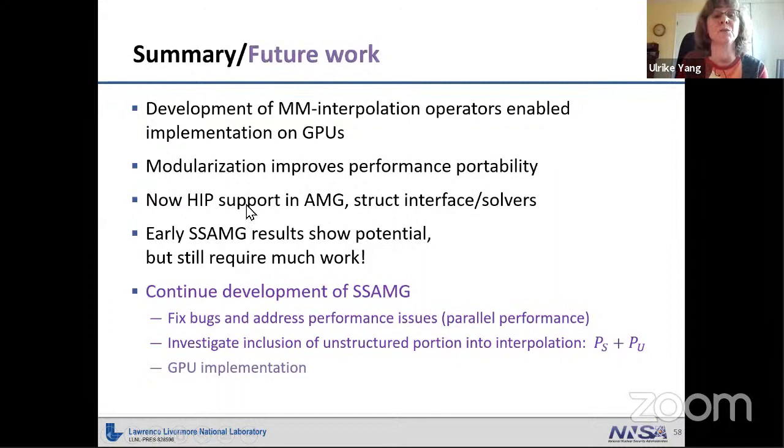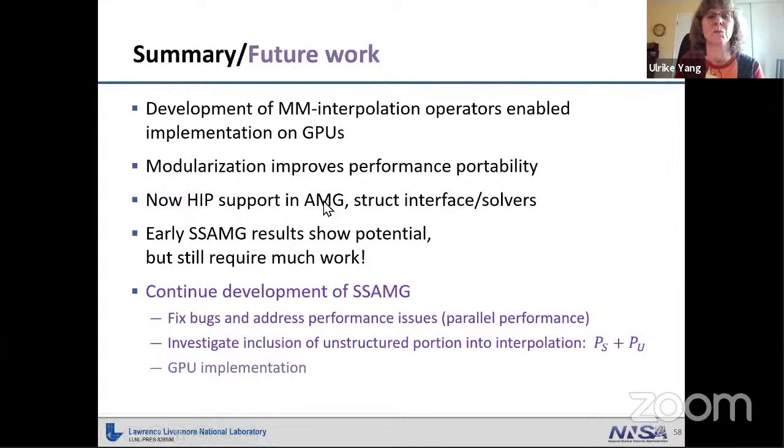I mentioned before, we do have HIP support now in BoomerAMG, so you can run it on AMD GPUs. Hopefully Intel GPUs won't be that far off, but that's still a lot of work in progress. And it turns out HIP is closer to CUDA, so that was the easier part actually to do. SYCL is a little bit more different, so we'll see how that goes.